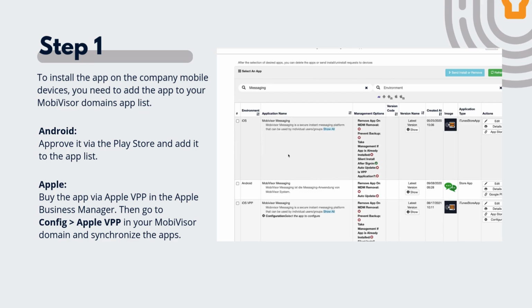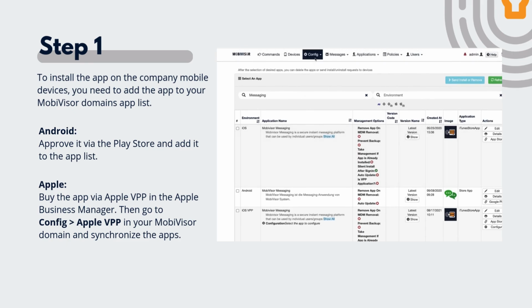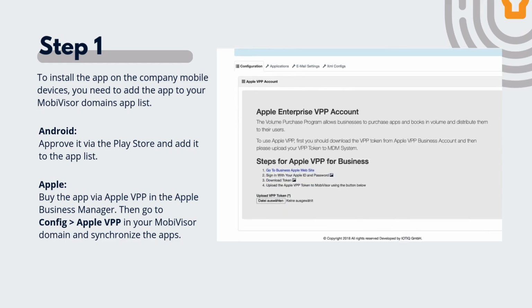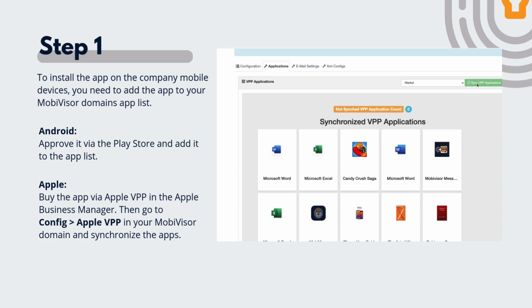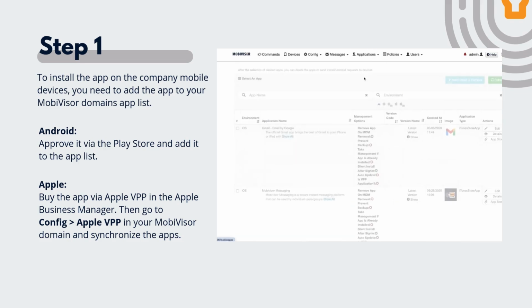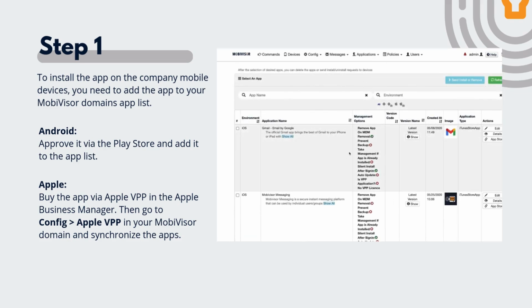For Apple devices, you need to buy the app via Apple VPP first, which you can do in the Apple Business Manager. After you bought the app, go to Config and Apple VPP. Go to the Applications tab and sync VPP applications. MobiVisor Messaging will then appear here, as well as in the app list. In the app list, it is marked as iOS app.